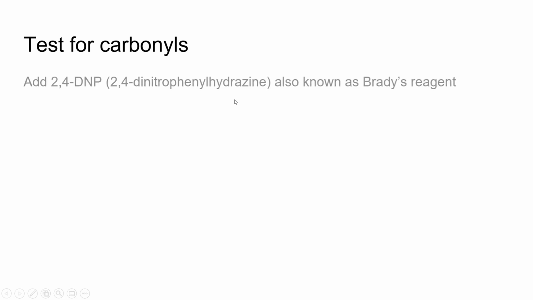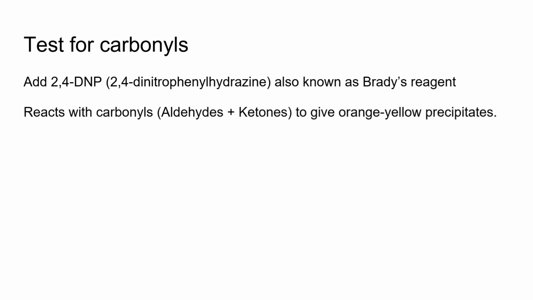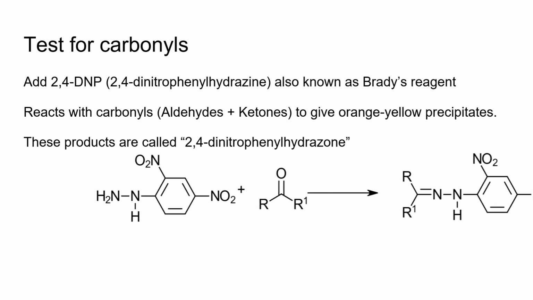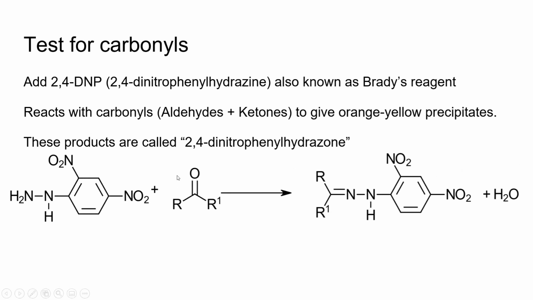Next is going to be carbonyls, and that's going to be to add 2,4-DNP, 2,4-dinitrophenylhydrazine, or Brady's reagent. This reacts with carbonyls, so aldehydes and ketones, to give orange-yellow precipitates. And these products are 2,4-dinitrophenylhydrazones. So here's the reaction scheme. The way we would name these products is we put the carbonyl first. So for example, with ethanal, it would be ethanal 2,4-dinitrophenylhydrazone.